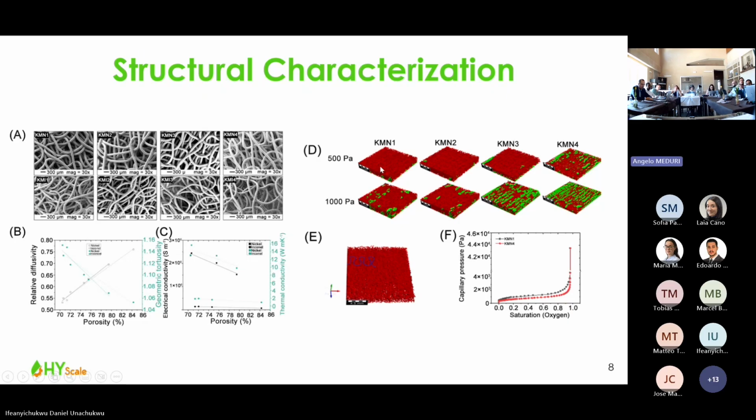On D, there's the result of a simulation where we did capillary pressure curves, and the oxygen saturation of the different knitted meshes is shown at 500 Pascal pressure and 1000 Pascal pressure, and it's clearly visible that the materials with the higher porosity have much higher oxygen saturation.